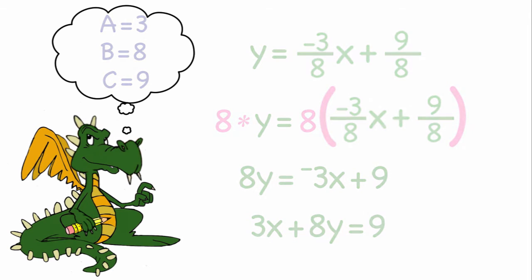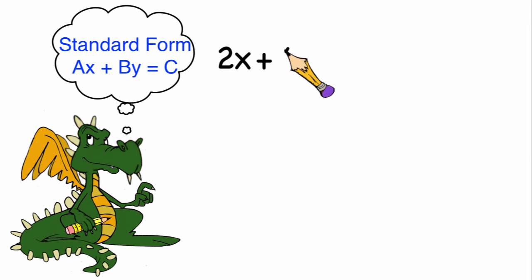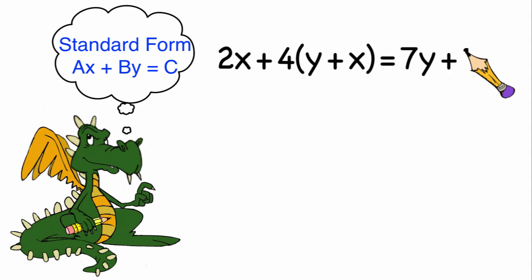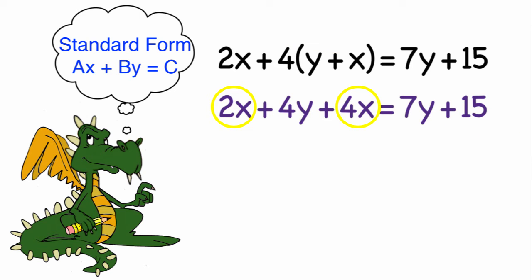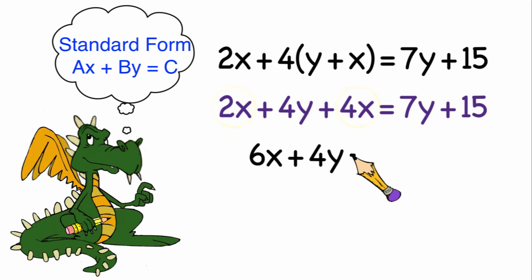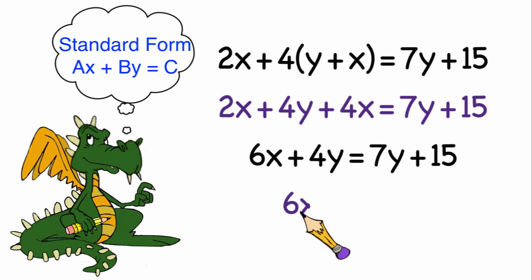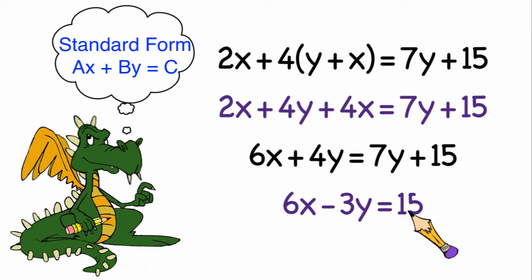Let's take a look at one more example. I have 2x plus 4 times the quantity y plus x equals 7y plus 15. The first thing I need to do is distribute my 4 over the y and x. So I get 2x plus 4y plus 4x equals 7y plus 15. Combining like terms on the left-hand side of the equation, I get 6x plus 4y equals 7y plus 15. Then I'm going to subtract 7y from both sides of the equation, and I'll get 6x minus 3y equals 15.